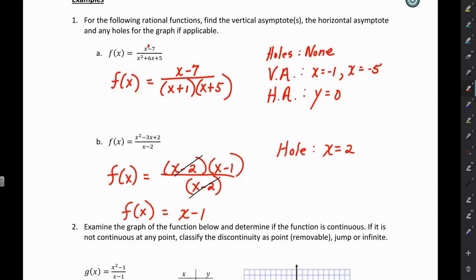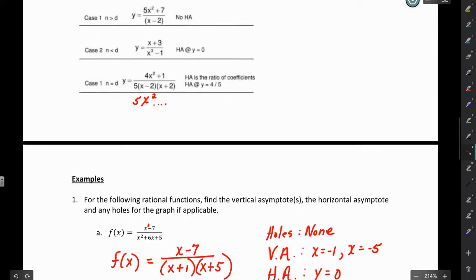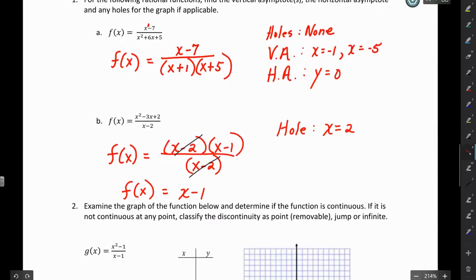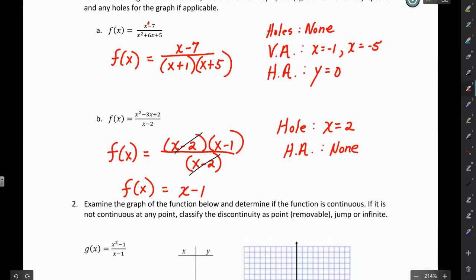Now we're going to look at the horizontal asymptote. Again, we're comparing the degree of the numerator to the degree of the denominator. 2 is greater than 1. So we have this situation. So we have no horizontal asymptote. And you can also just consider that the revised function, this guy here, is just the equation of a line. There's no horizontal asymptote when we're looking at the equation of the line. We will have a hole at x equals 2, but the rest of it's just a line.